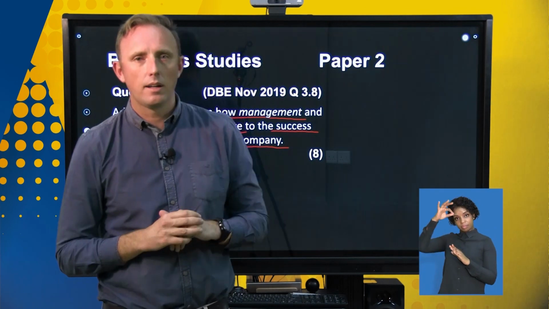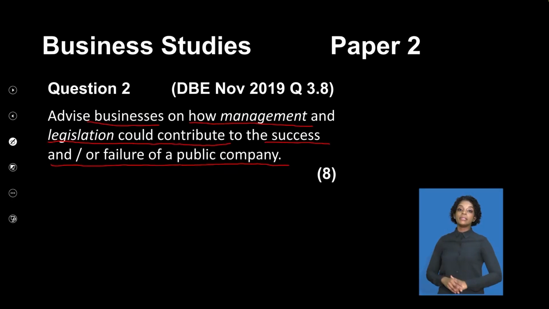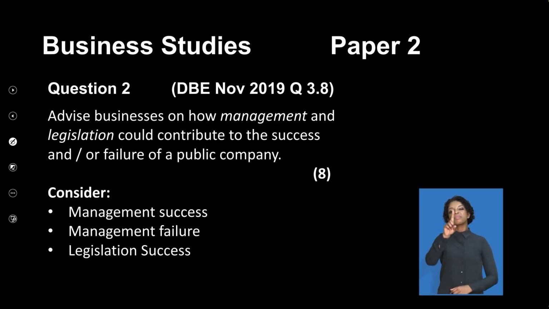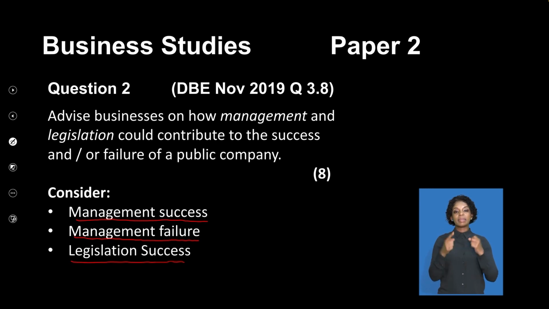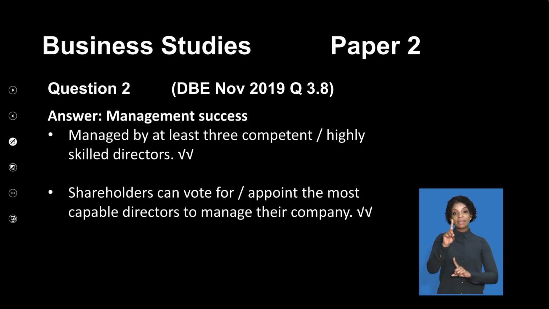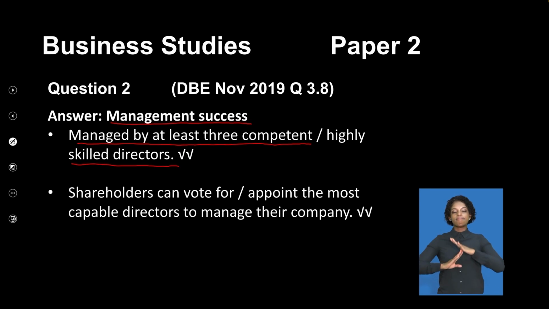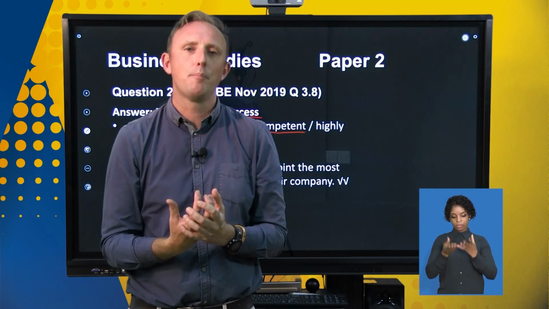So let's unpack what the question is asking from us here. Firstly, we need to consider management success, management failure, and legislation success. Right, so the first one for management success, it is managed by at least 3 competent or highly skilled directors. Right, so we can go out and we can get the best people to run our company.